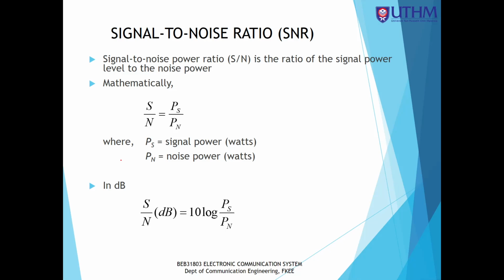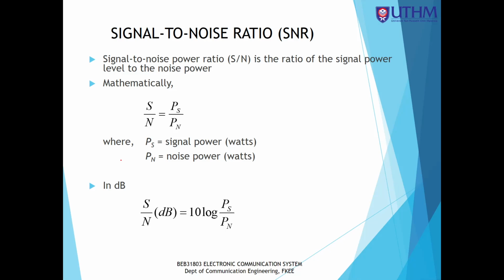Okay, the next part is about signal to noise ratio, SNR. This is a very important parameter in the analog system. So SNR is the signal power divided by the noise power. That means we want the SNR to be as high as possible. If the value of SNR is bigger, that means the signal power is much stronger than the noise power, which is better.